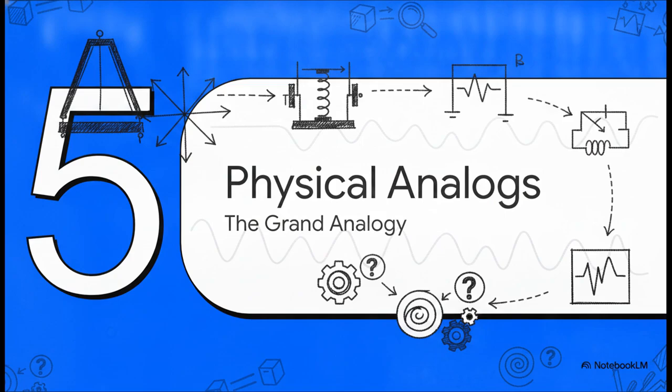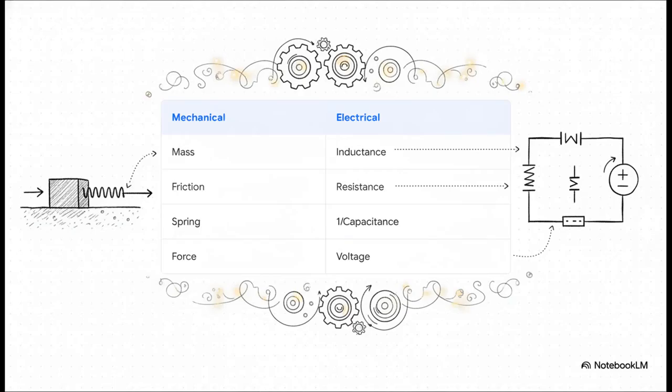Section 5. Mechanical and electrical analogs. The grand analogy. Okay, here's a massive, almost magical secret of the universe. Entirely different physical systems actually operate using the exact same mathematics. Take a mechanical mass bouncing on a spring with some friction and compare it to an electrical inductor, resistor, and capacitor in a circuit. The equations governing them are completely identical.